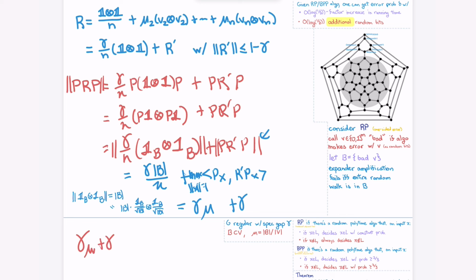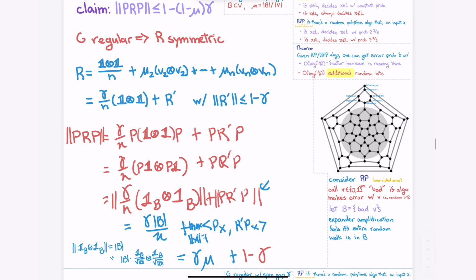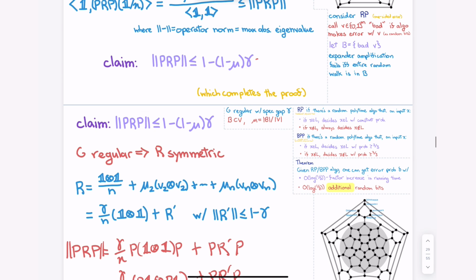Oh, good. Okay. Gamma U plus 1 minus gamma is what we got. And I hope this works out. 1 minus gamma plus gamma U. Okay, good. So that's what we wanted. All right. So spectral analysis, everything just falls out. Okay. Pretty slick.